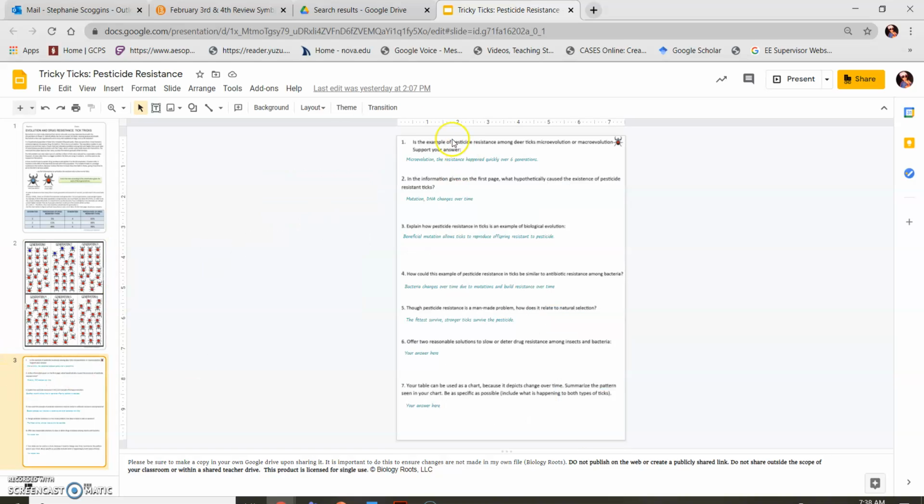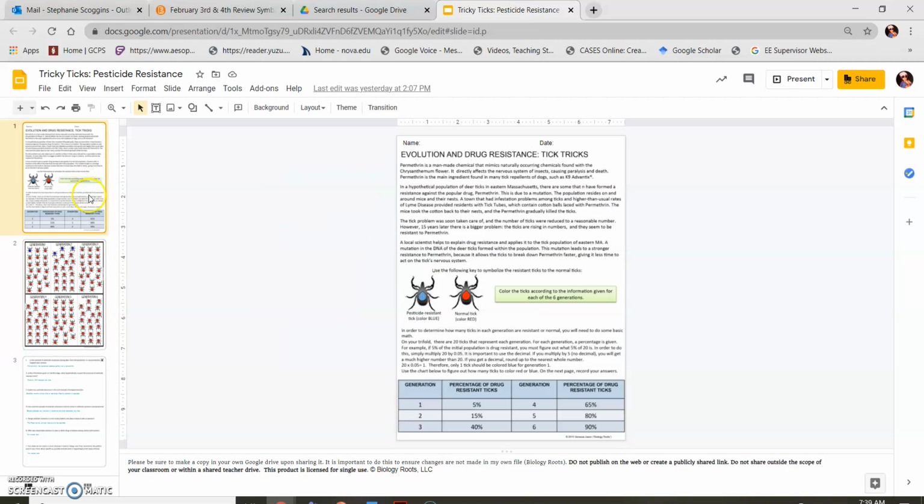And then you're going to come down here. You're going to answer your lab questions about your tick population and what causes evolution to occur. And then you're going to turn in your lab, okay? If you started this yesterday and you didn't have time to finish, now is your chance to finish and turn that in because it is in the grade book.